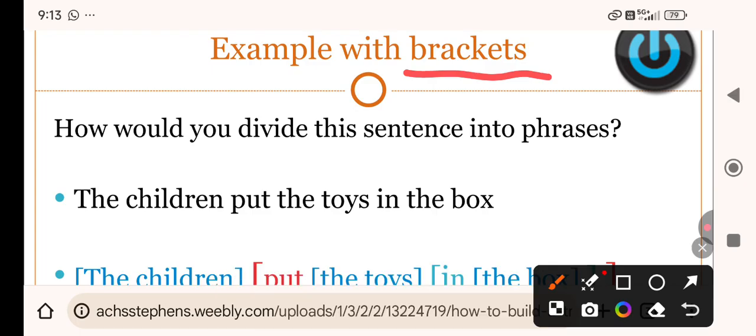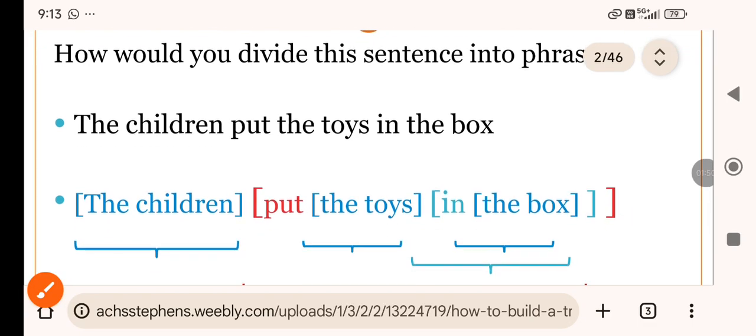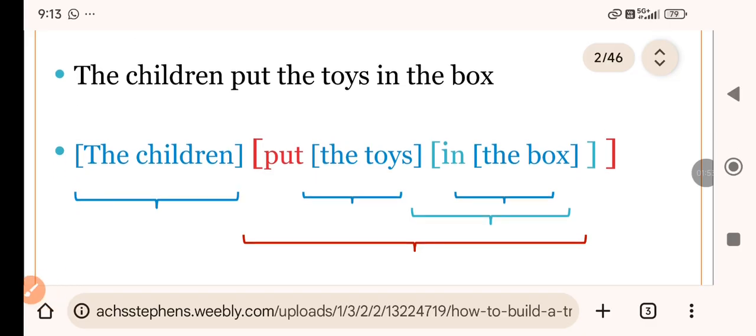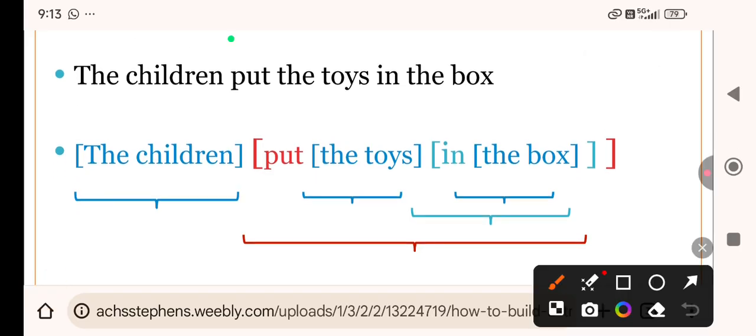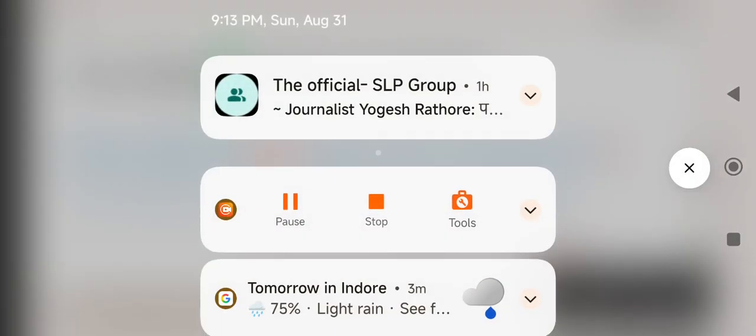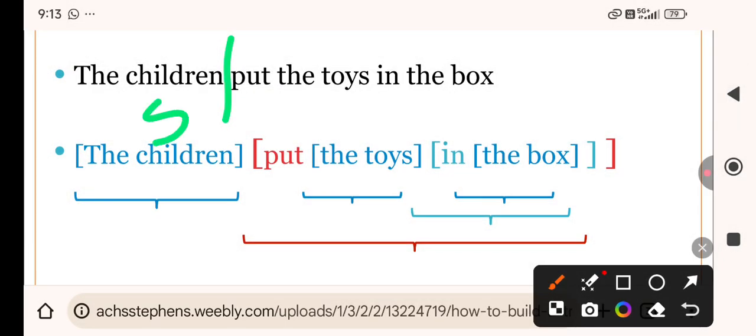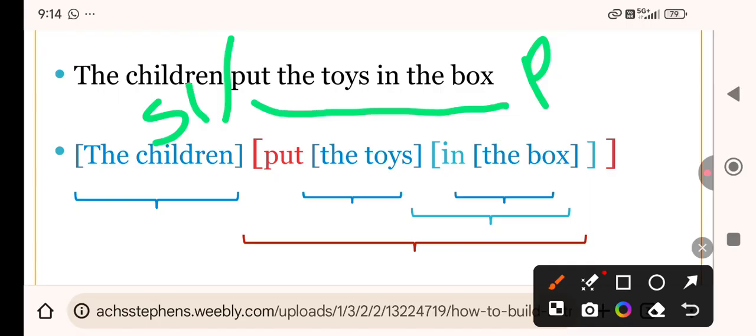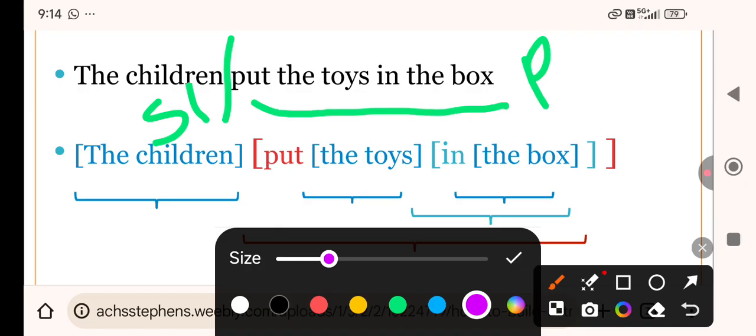First of all, how would you divide this sentence into phrases? We'll see: the children put the toys in the box. Here the children is the subject, right? The children is a subject, and put the toys in the box is a predicate, right? So this is a bracketing method actually. Here we can put the subject, which is also called the noun phrase.